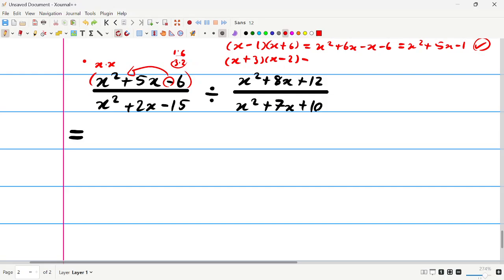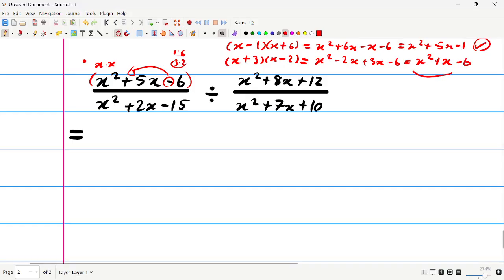And this is equal to, after we use FOIL method, which is first, which is going to be x times x, which is x squared, the outer, which is x times negative 2, which is minus 2x, inner, which is 3 times x, which is positive 3x, and then 3 times negative 2, which is negative 6, and x squared minus 2x plus 3x, which is just equal to positive x minus 6.